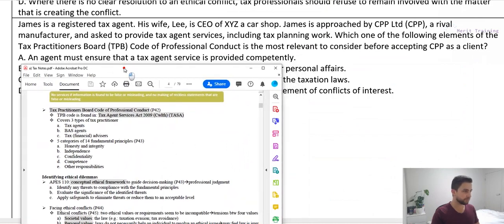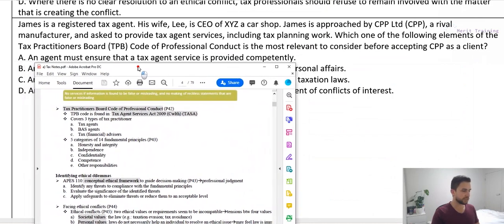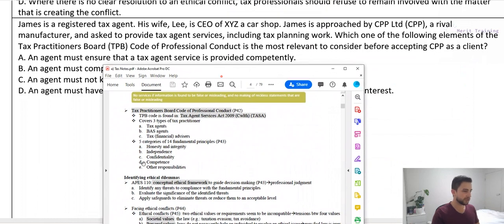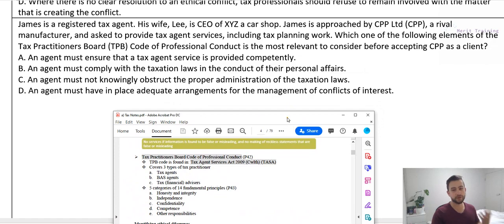So the first one is ensure that a tax agent service is provided competently. I mean, that's correct, and it is one of the categories of the fundamental principles, but remember what we're trying to do is find the most correct response, and that doesn't really necessarily fit in with the situation where they're talking about a competitor and a conflict of interest situation. Competency is not really relevant to this particular situation. So B is an agent must comply with taxation laws in the conduct of their personal affairs. And again, that comes down to other responsibilities, and yes, that's correct, but is it the most correct in this particular question? Probably not.